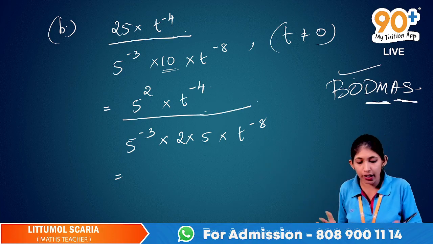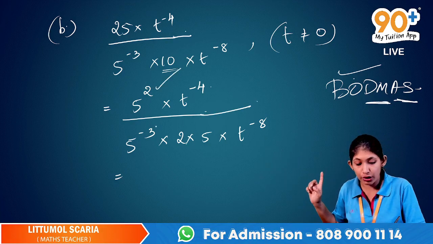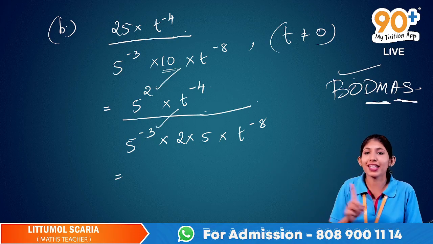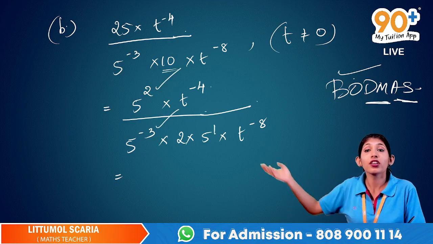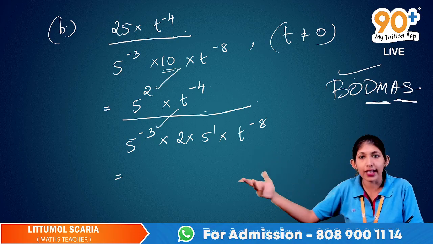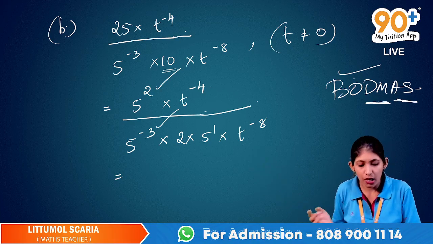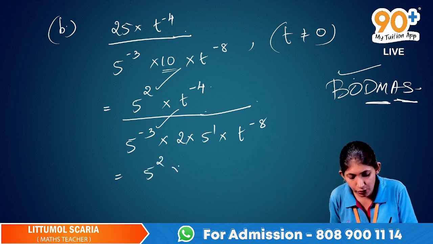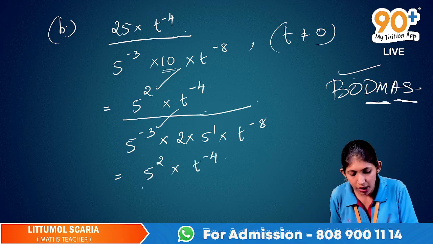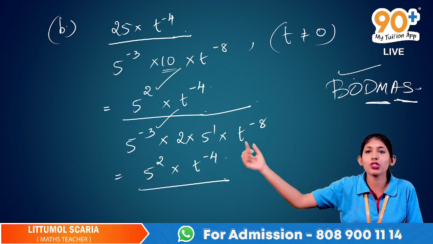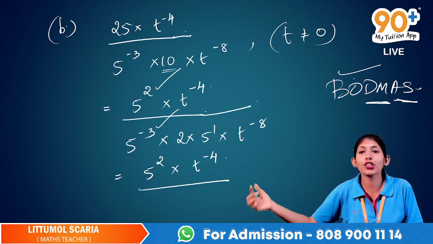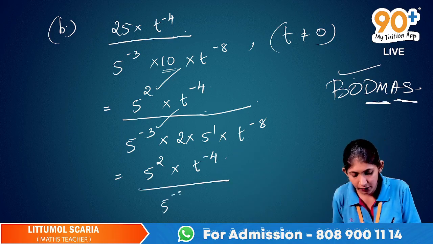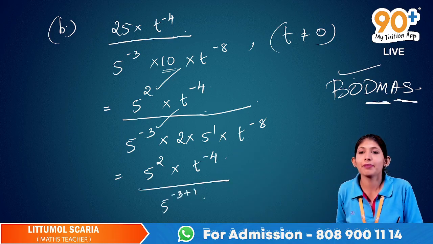So 5 ന്റെ ആരൊക്കെ ഉണ്ട്? 5 to the power 2, 5 to the power minus 3. പലരും മിസ് ചെയ്യുന്ന സാധനം. What is 5? 5 to the power 1. ഇതിന് വിലയില്ലേ? വിലയുണ്ട്. So don't miss this. Okay, എന്ത് ചെയ്യാം? 5 to the power 2 into t to the power minus 4 divided by a raised to m into a raised to n, 5 raised to minus 3 into 5 raised to 1. 5 raised to minus 3 plus 1.